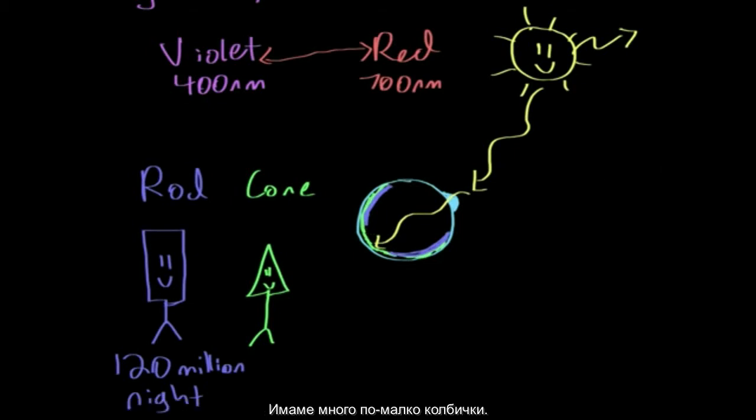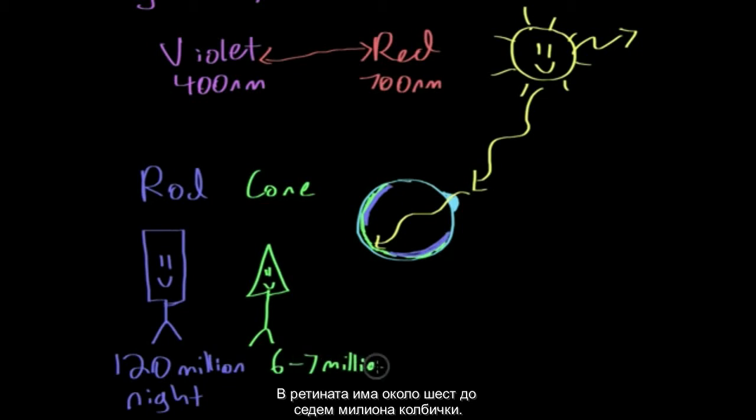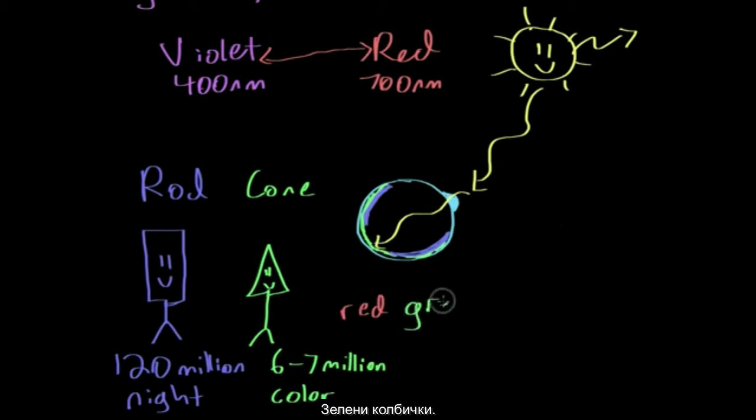So cones, there are a lot fewer cones. There are about 6 to 7 million cones per retina. And even though there are fewer of them, these cones are really important because they're responsible for color vision. There are 3 different types of cones. There are red cones, green cones, and blue cones.